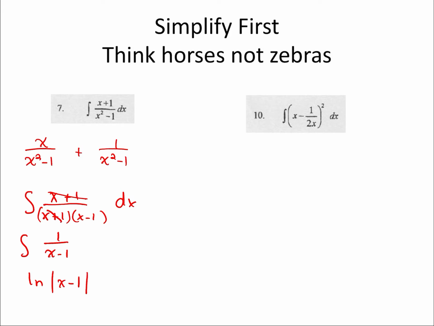There is no easy way to do problem 10 other than multiplying it out. So we just got to bite the bullet and multiply that out, and we get x squared. And then on the end, we're going to square that, and we're going to get plus 1 over 4x squared. And in the middle, we multiply these two together and then multiply by 2. We get 1.